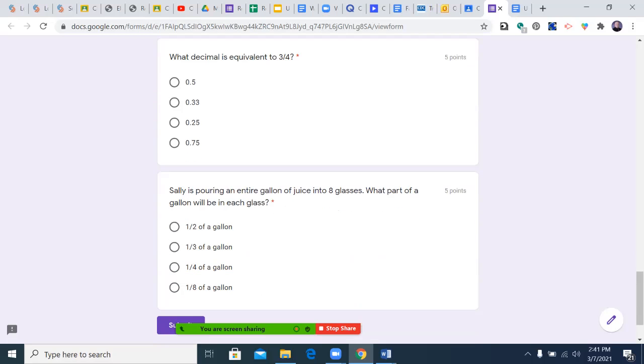Next question. What decimal is equivalent to 3/4? Is it 0.5, 0.33, 0.25, or 0.75?